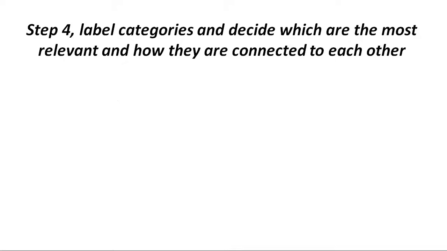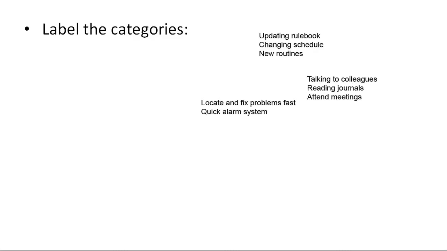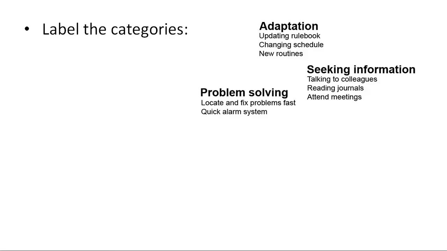Step 4. Label categories and decide which are the most relevant and keep those, and also decide how they are connected to each other. Label the categories. Well, in my example, I had 3 different categories. I'm going to call the first one adaptation, and the second one is seeking information, and the third one is problem solving.